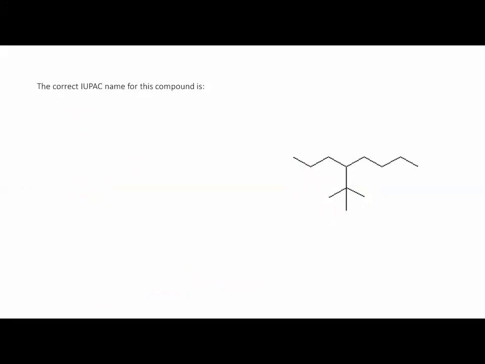Last, so first, again, as always, find the longest carbon chain and name it. The longest carbon chain is here, and it has 8 carbons, so octane is the base name. And then we have one substituent, and this is a very complex branched substituent. What you should look at is that it has 4 carbons, 1, 2, 3, 4. So it's a butyl.